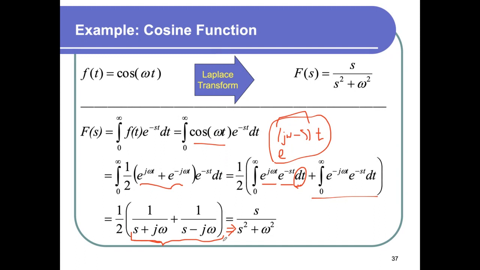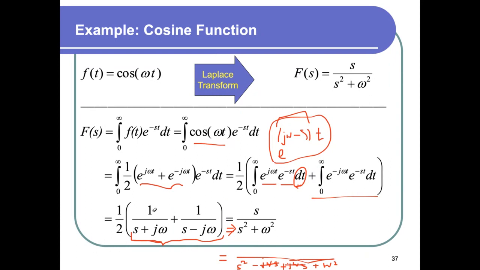Since somebody had some difficulties, let us go from this step to here, right? So if we take a common denominator, in the denominator, what will we have? We will have s squared minus j omega s plus j omega s plus omega squared. Because minus j times j omega, the j's will give you minus 1 and you have a negative sign, so you will have a plus omega squared. So the numerator will be the following.